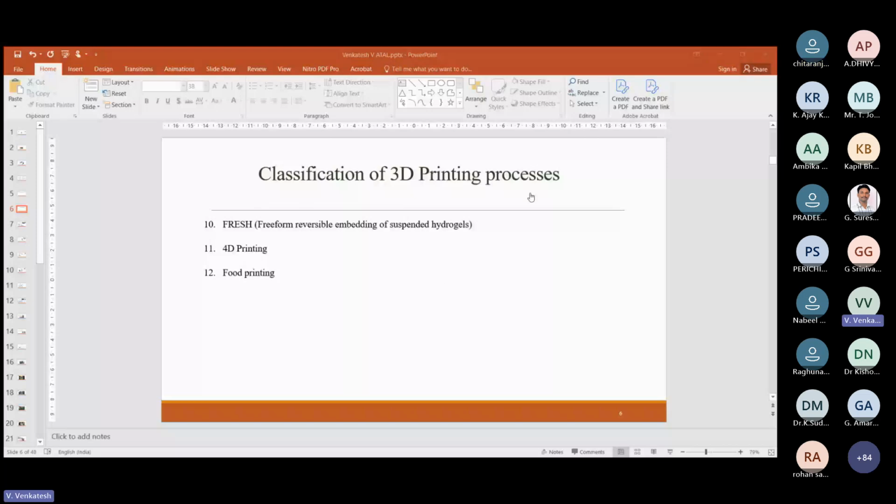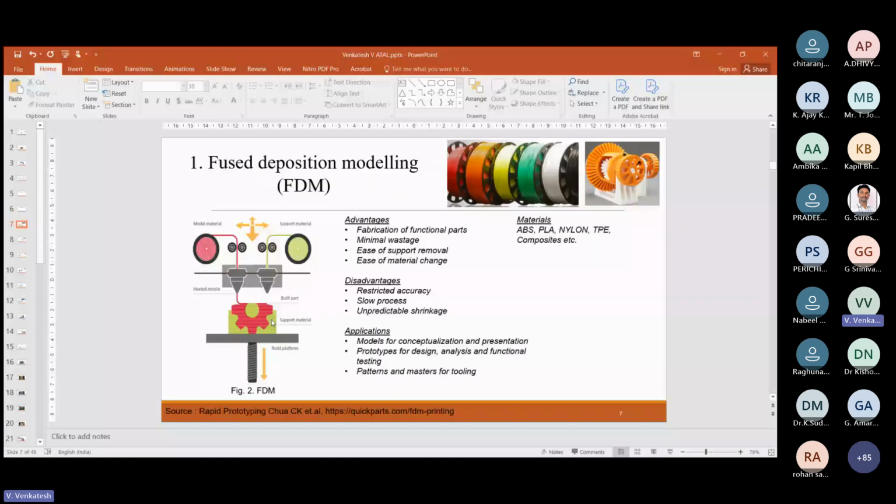Now the last classification is titled food printing. So here in this presentation, I would like to discuss the major technologies which are useful for academicians especially. The first technology is familiar to everyone, which is termed fused deposition modeling. The advantages of fused deposition modeling are very well known to us. Here we can develop functional products, and remember that this technology is suitable to produce polymer products only, and not at all suitable to produce products with metal or composite materials.